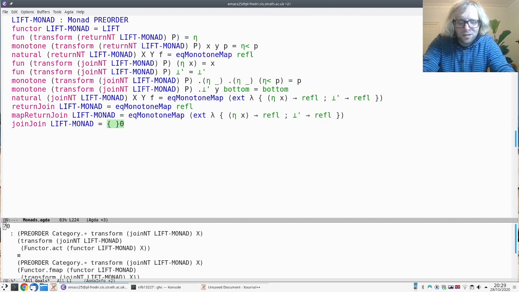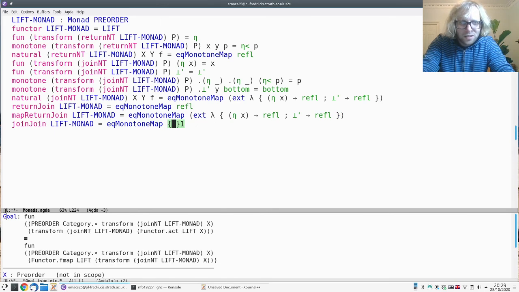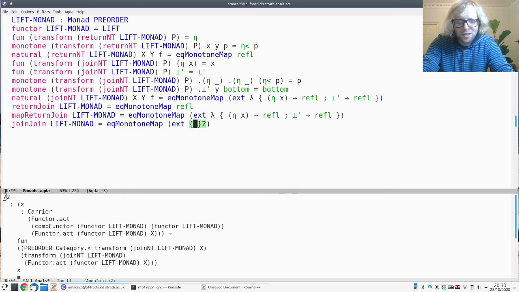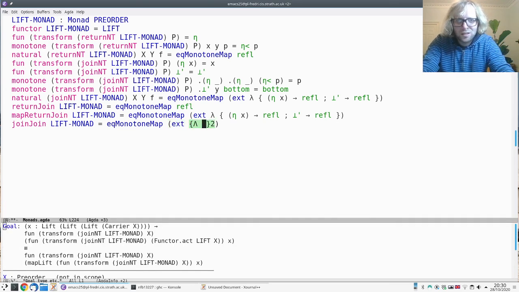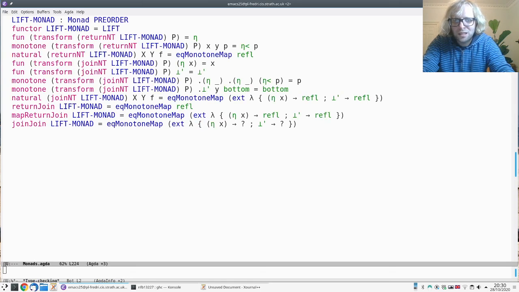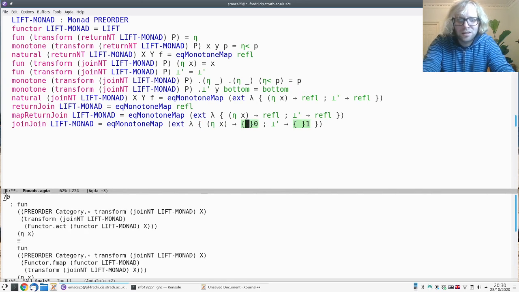And here, finally, it's another equation between monotone maps. Is it obvious? Maybe this? No. So let's use function extensionality. Pattern match on the x. And now it's obvious.